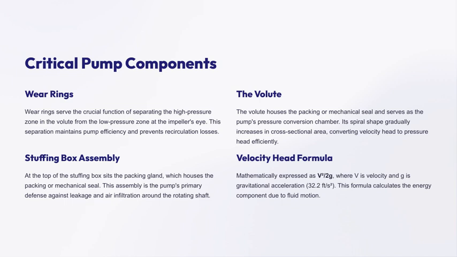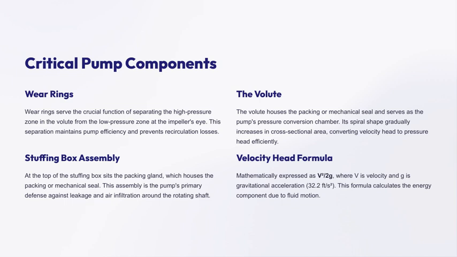Moving on to the volute itself, this part houses the packing or mechanical seal and is also the pressure conversion chamber. Its distinctive spiral shape is designed to gradually increase in cross-sectional area. This shape allows it to efficiently convert the velocity head generated by the impeller into a pressure head, which is what delivers the flow to the system.